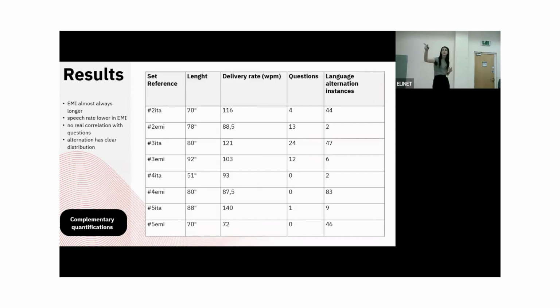And I also found that the speech rates tended to be lower in EMI. And if you look at number 5, you can see that this lecture basically in Italian delivered twice as many words per minute as he did in English. So imagine what kind of difference that can make in terms of what's happening in the classroom. And of course, language alternation, if you look at those numbers, it's very clear that there's an obvious distribution there. Again, unfortunately, not everything can be discussed in such short time.